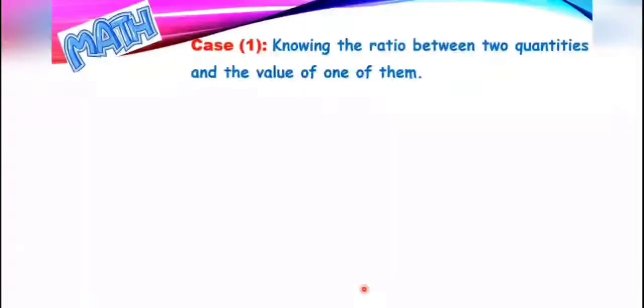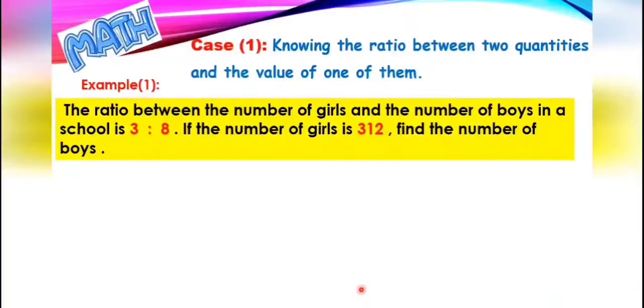Let's see first case 1: knowing the ratio between two quantities and the value of one of them. In the example here, the ratio between the number of girls and the number of boys in a school is 3 to 8. And if the number of girls is 312, find the number of boys.